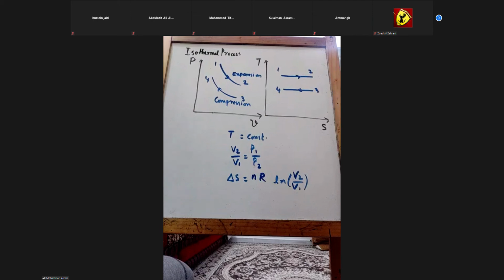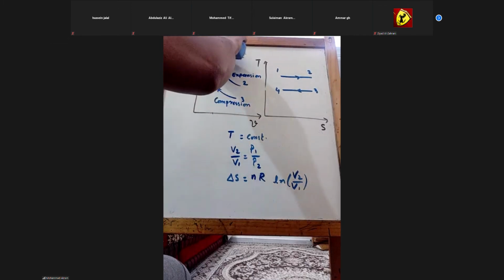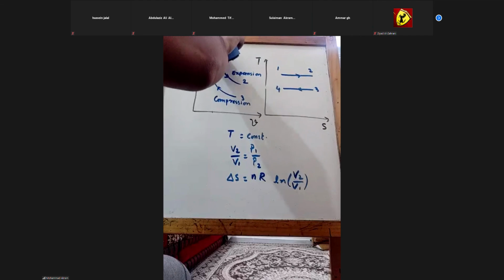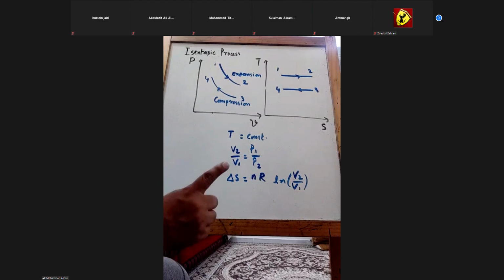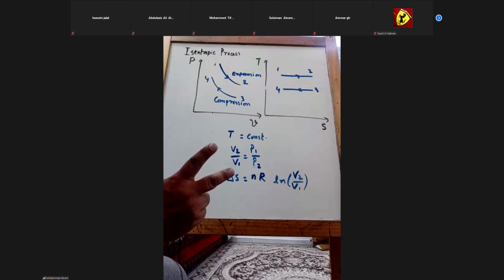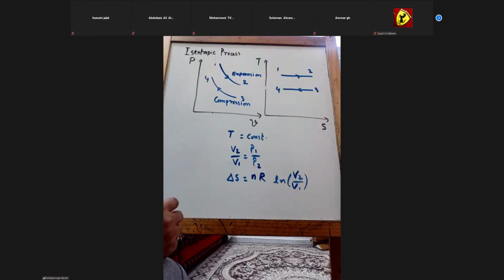Now let's see the last process. What is the last process? Isentropic process. If it is isentropic, it is compulsorily adiabatic. Remember this. For isentropic, we have two conditions. One is that it should be adiabatic. And what is the second condition? It should be reversible as well.